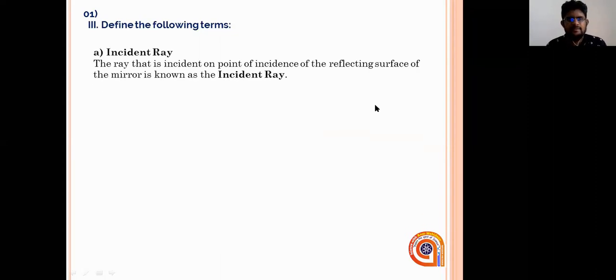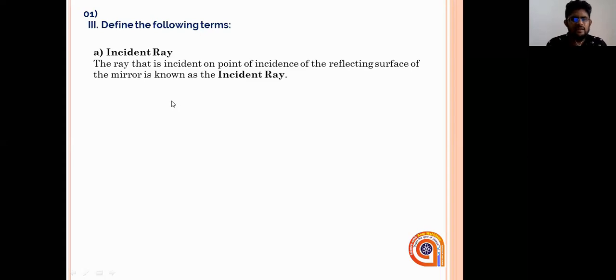The first word is incident ray. So what is this incident ray? Incident ray is the light ray which is being incident on the reflecting surface. And the point where it is incident is what we term as the point of incidence. Accordingly, the ray that is incident on the point of incidence of the reflecting surface of the mirror is known as the incident ray.